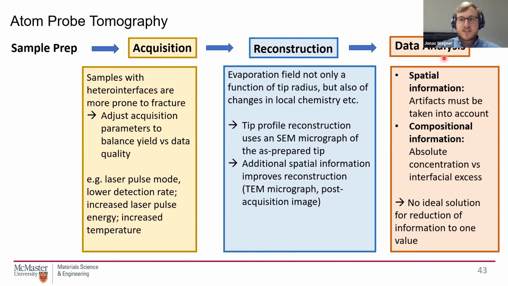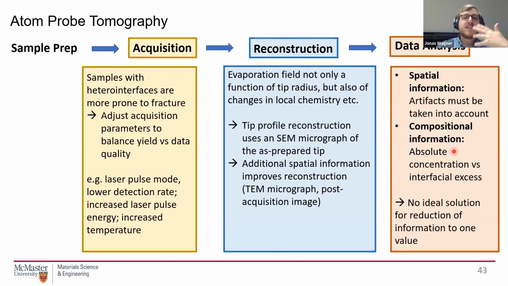When it comes to data analysis, there are two main things to consider. First, spatial information, that is the width of the interface that you report. Just be aware that other artifacts, like the evaporation characteristics, local magnification effects, and so on, cause widening of the interface. Even if in a different technique you would say an atomically sharp interface, in APT it spreading out over 2 or 3 nanometers is something common to see. Also, expressing compositional information, I will show on the last slide. Sometimes it's not that easy.